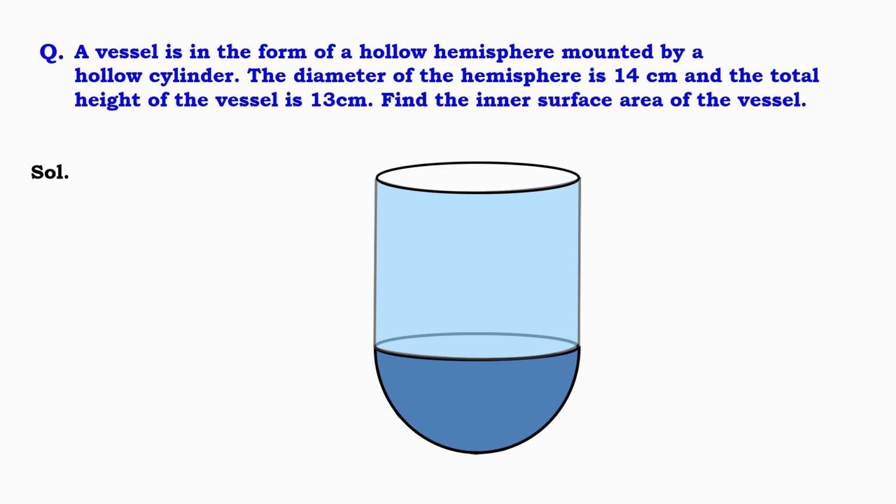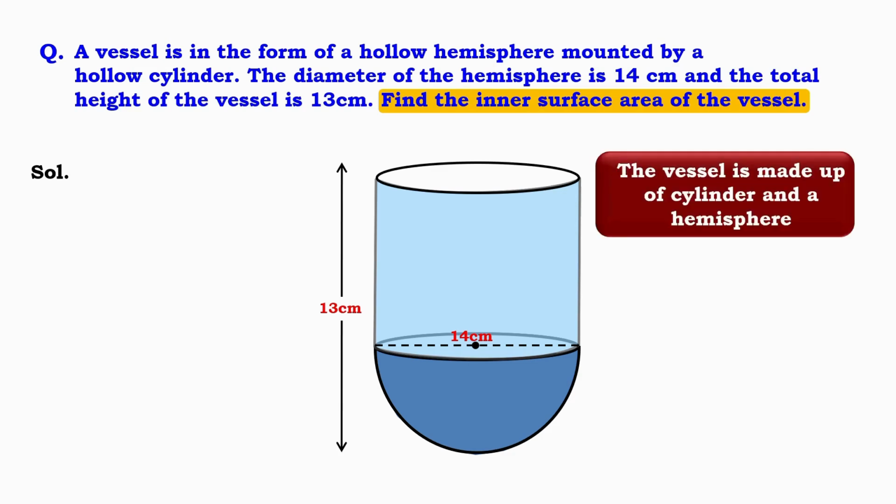The diameter of the hemisphere is 14 centimeters. So diameter is given. So the diameter is 14 means the radius will be 7 centimeter. And the total height of the vessel is given as 13 centimeters. So this is the total height. Find the inner surface area of the vessel. So we need to find the inner surface area. What is given? That the vessel is made up of a cylinder and a hemisphere, right? So we need to find the inner surface area of the vessel.